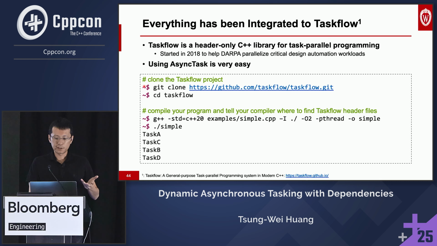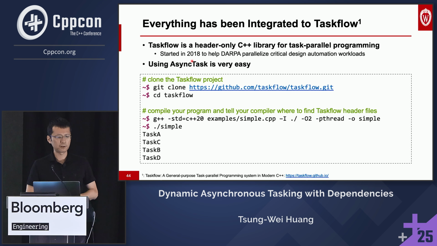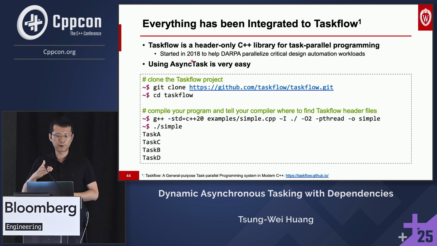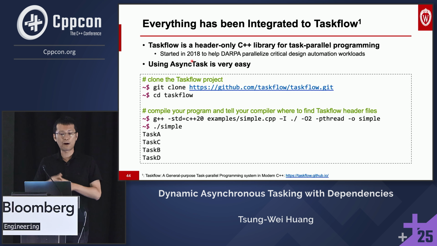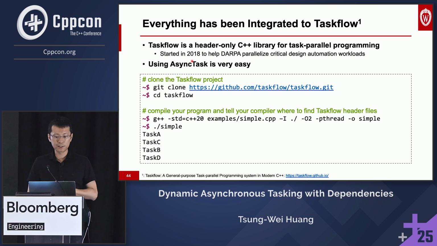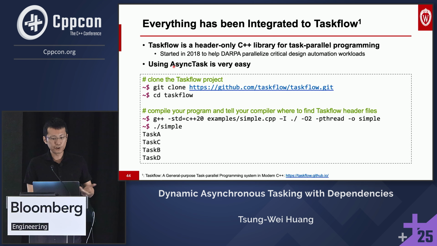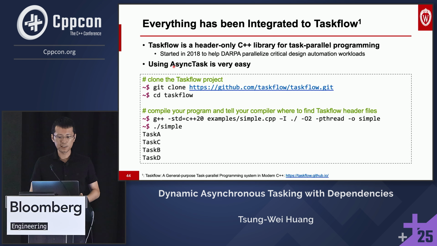TaskFlow is a library for you to program task parallelism, and the project started in approximately 2018 to help the Department of Defense in the US to parallelize critical circuit design automation challenges that cannot be efficiently handled by existing models. So basically, using AsyncTask is very, very easy.